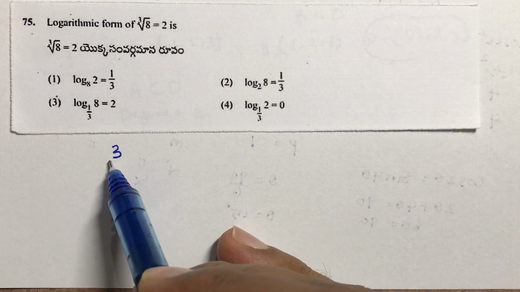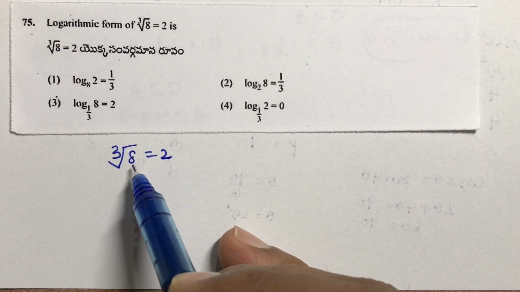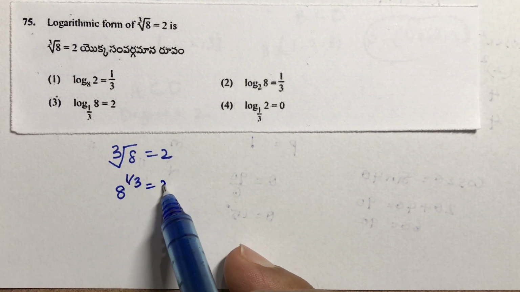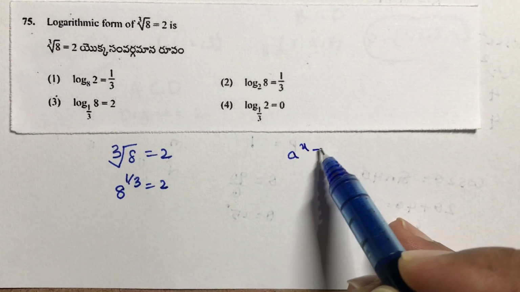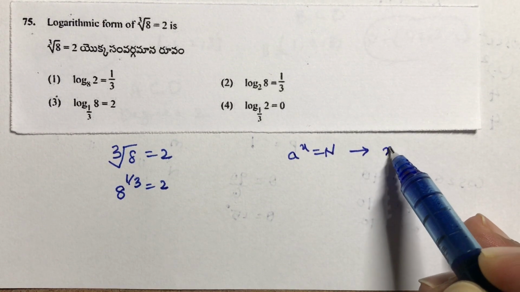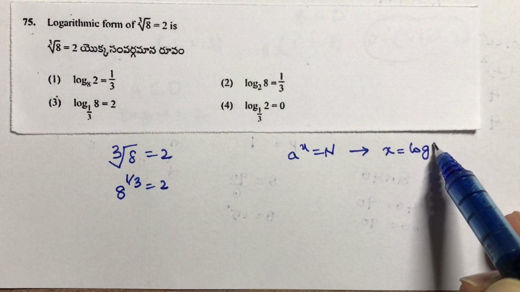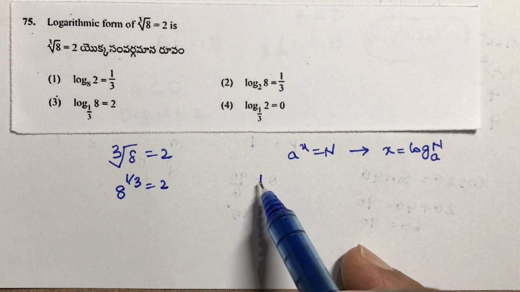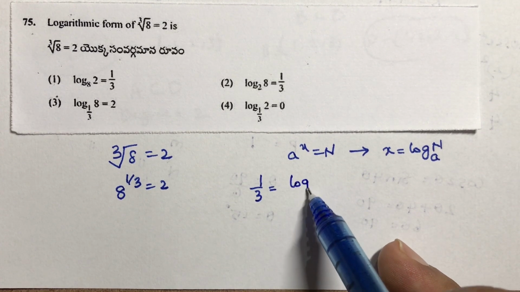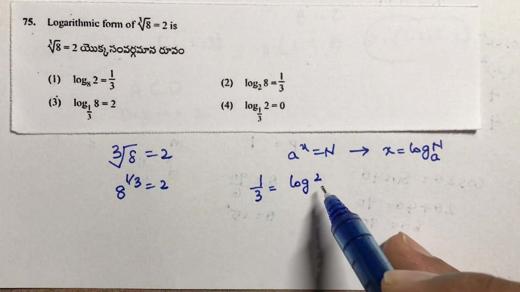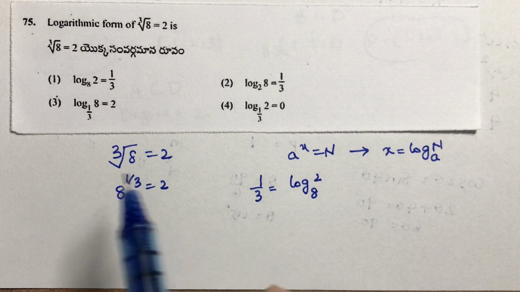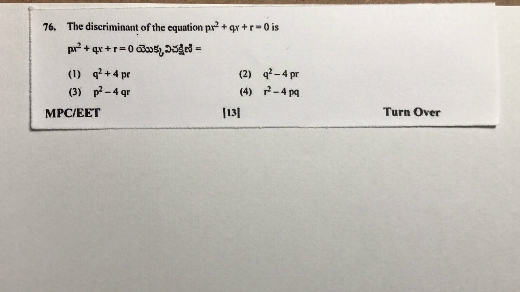Logarithmic form of cube root 8. So cube root 8 equals 2. Write this in power form, like exponential form: 8 power 1 by 3 is 2. If a power x equals n, then x is said to be the logarithm of n to the base a. So if you apply this definition, 1 by 3 equals log 2 to the base 8. So log 2 to the base 8 equals 1 by 3. Correct option is 1.